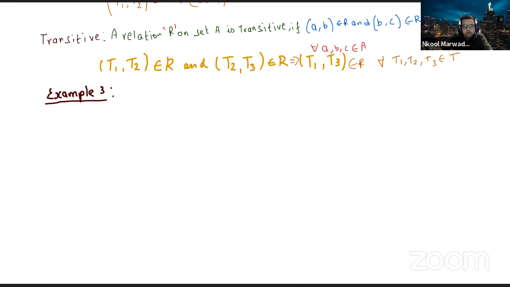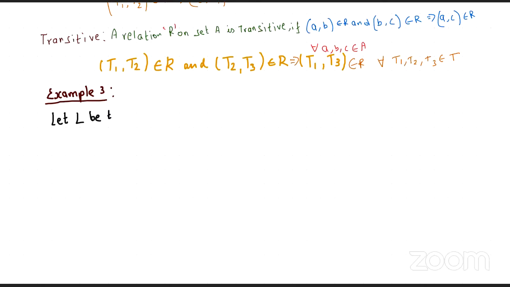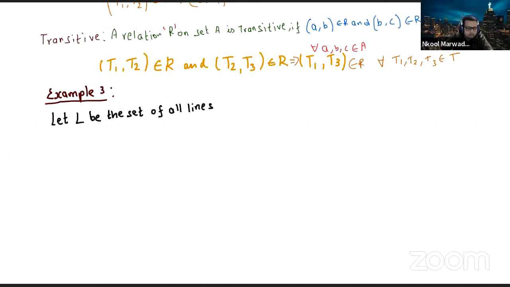So the question is like this: let capital L be the set of all lines in a plane, and capital R be the relation in L. Then definitely capital R will be a subset of L cross L.